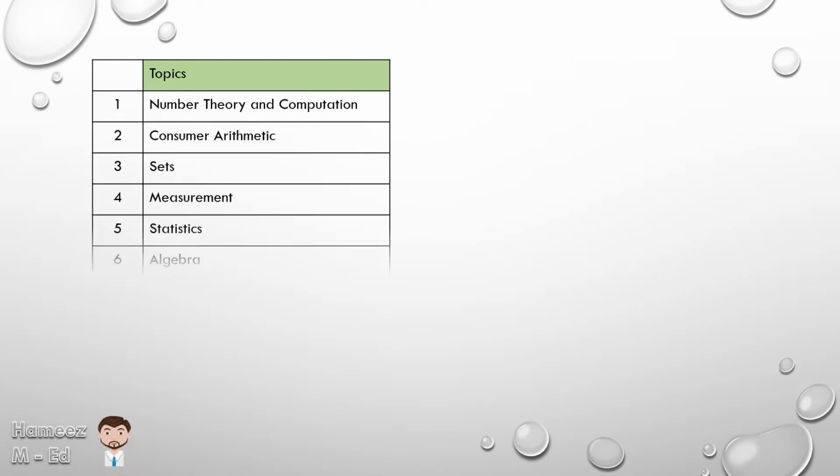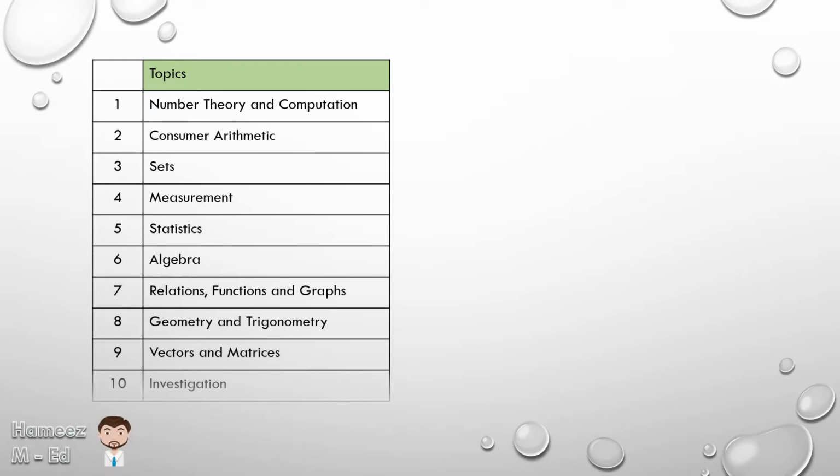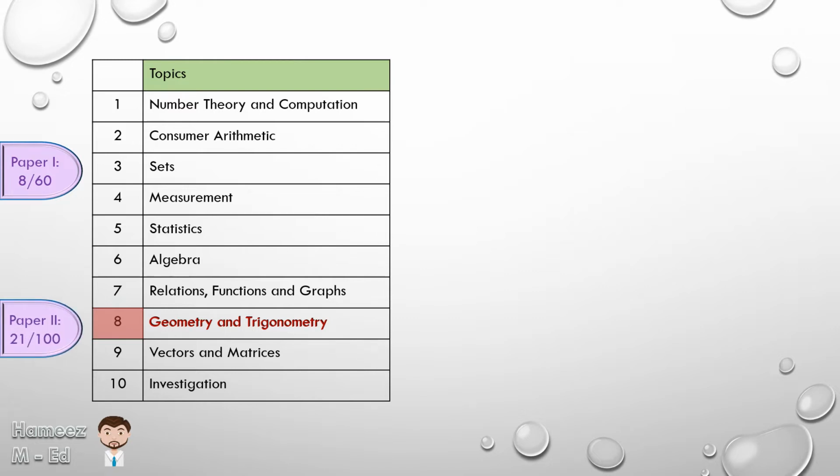Let's recall the 10 major topics in CSEC Mathematics, and we'll be looking at topic number 8, Geometry and Trigonometry. This area is tested for 8 questions out of the 60 in paper 1, the multiple choice, and 21 marks out of the 100 in paper 2.